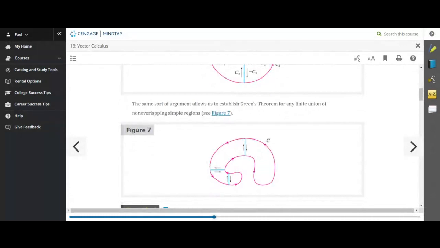So I'm thinking about other classes where you're going to apply Green's theorem, and it would be useful to be aware of this. Okay, and they give an example. Well, first, are there any questions on that?